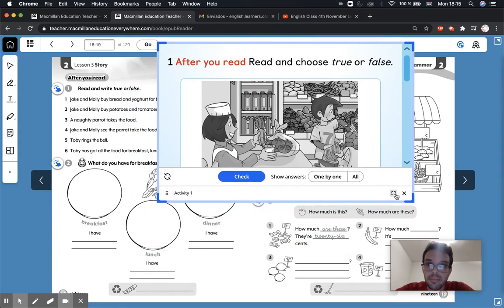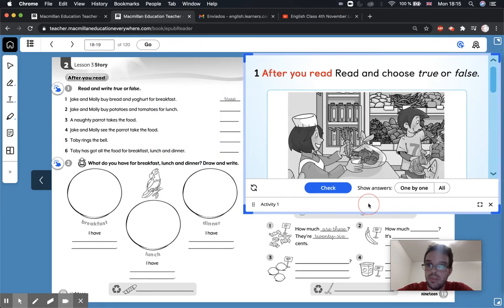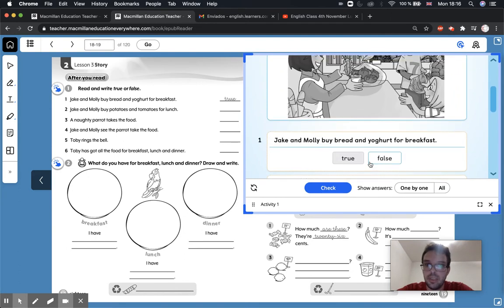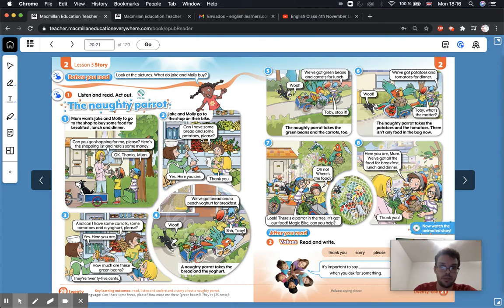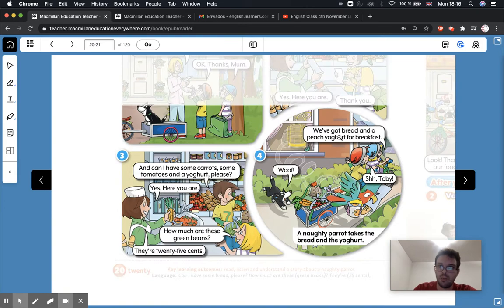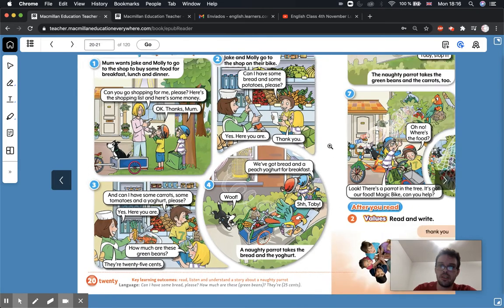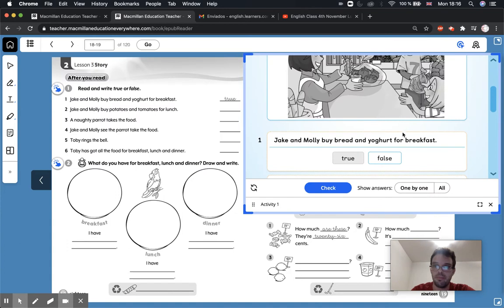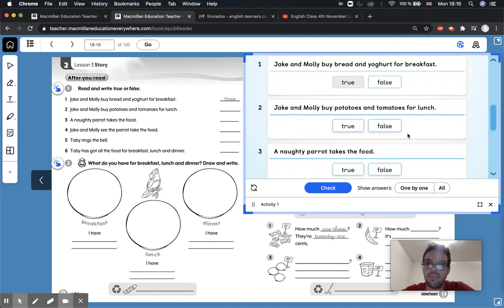Now, exercise 1, I'll move it over here. Okay. It says, Jake and Molly buy bread and yogurt for breakfast. Okay, now that's true, verdad. Jake and Molly buy, es comprar, buy bread and yogurt for breakfast. Okay, now if we look in the story, okay, it says here, we've got bread and a peach yogurt for breakfast. Okay, so that's true.